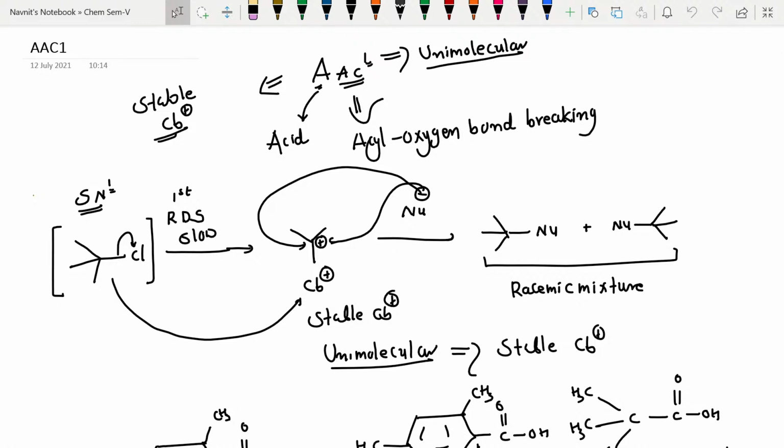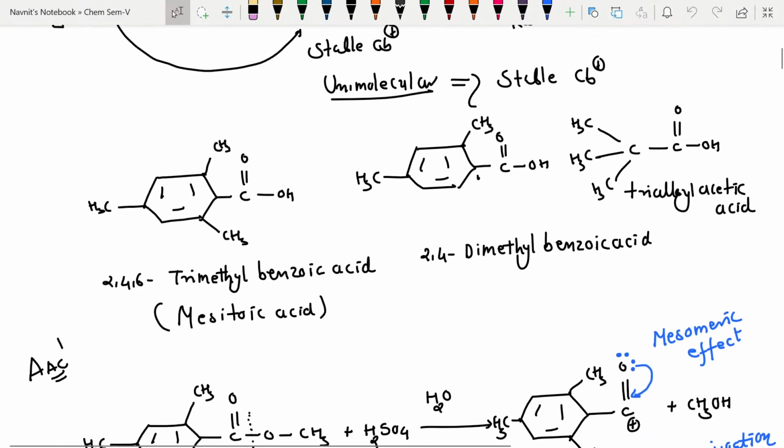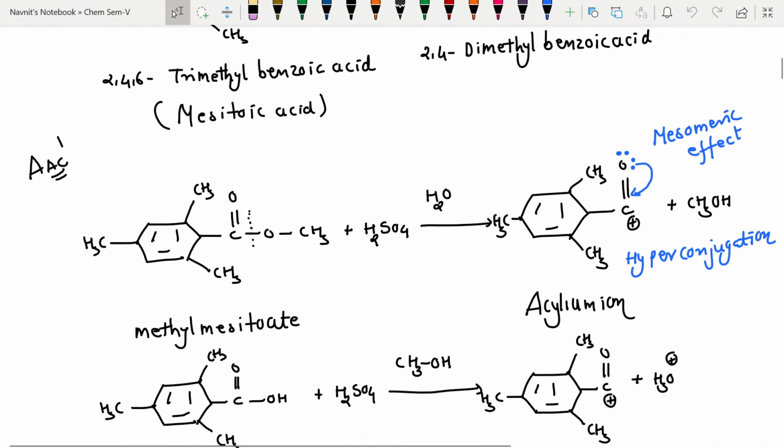And I told you that AAC1 proceeds only with those molecules which are able to form a stable carbocation. So we can easily explain the esterification, even the ester hydrolysis of sterically hindered molecules. In order to explain AAC1 ester hydrolysis, we have taken the example of methyl mesitoate. Methyl mesitoate is able to form a stable carbocation, that is the acylium ion.